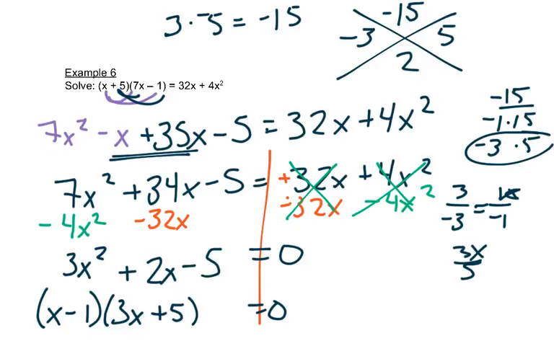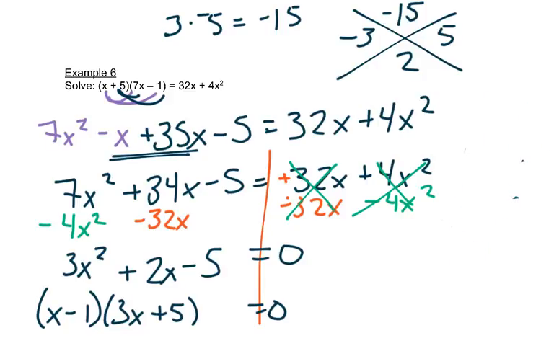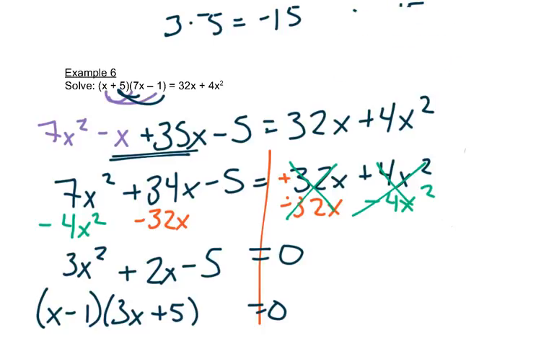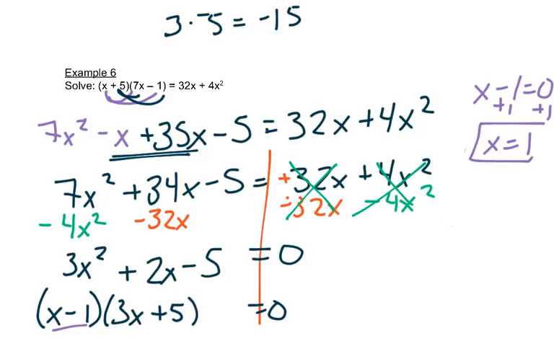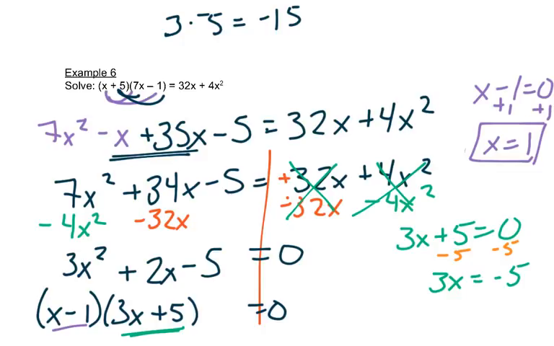I'm going to erase my factoring work to give me a little bit more room. So first of all, I'll do this x minus 1. X minus 1 equals 0. Add 1 to both sides, and I get x equals 1 as my first answer. Then I'll have this 3x plus 5 equals 0. Subtract 5 from both sides, which gives me 3x equals negative 5. And then divide by 3. So I get x equals negative 5 over 3.